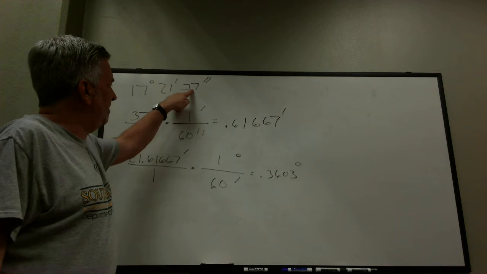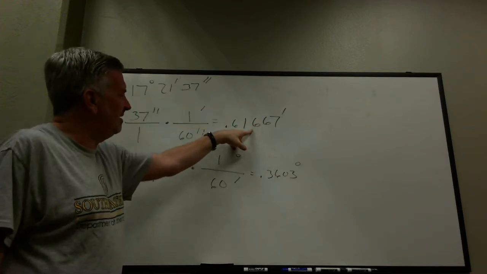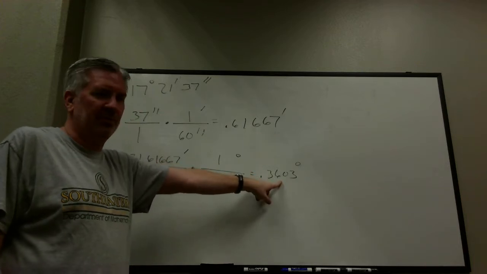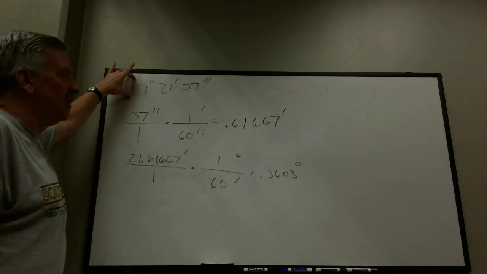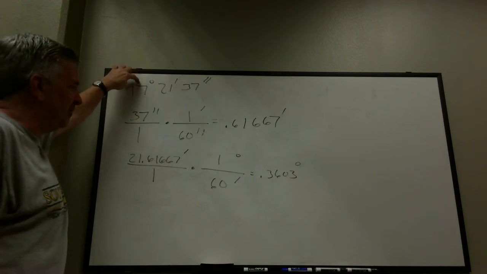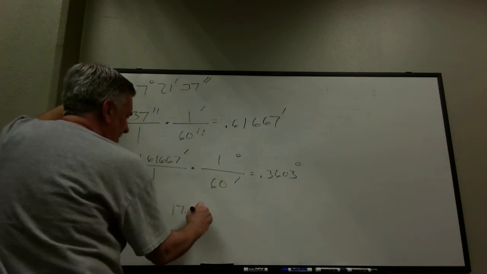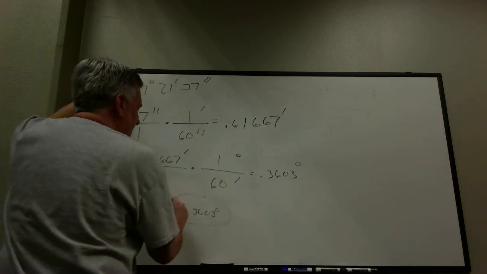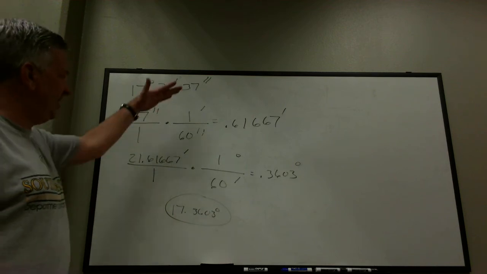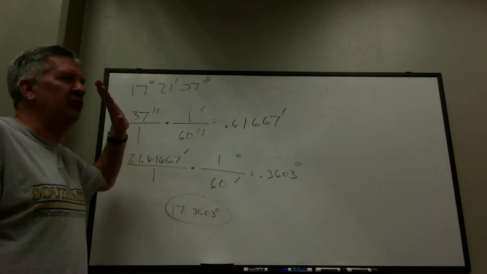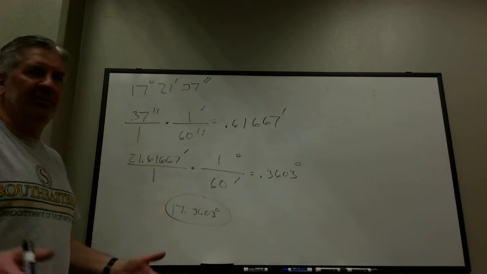Now that doesn't answer the question, okay? So the 37 seconds became this many minutes. The 21.61667 minutes became this many degrees. The problem said convert 17 degrees, 21 minutes, 37 seconds to decimal degrees. Don't forget your 17. Don't just stop here. The final answer is 17.3603 degrees. There's your final answer. Okay, so this is how you do the unit conversion in general. You can use this in any unit conversion situation like money or lengths, feet, inches, miles.